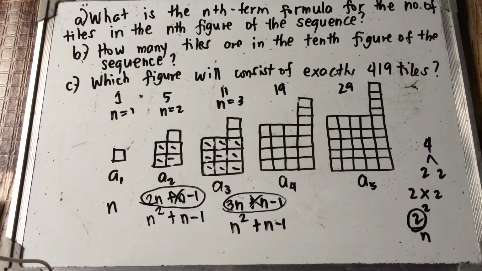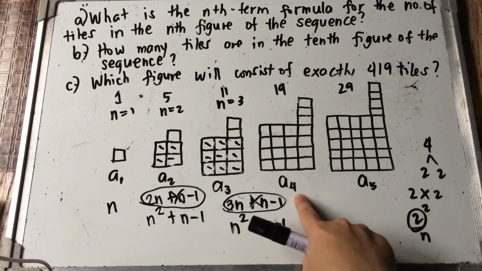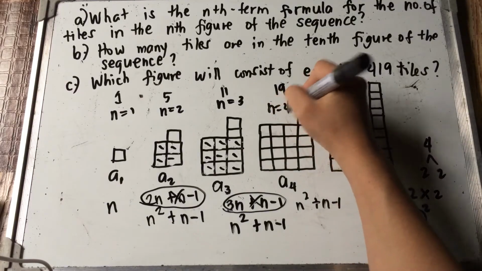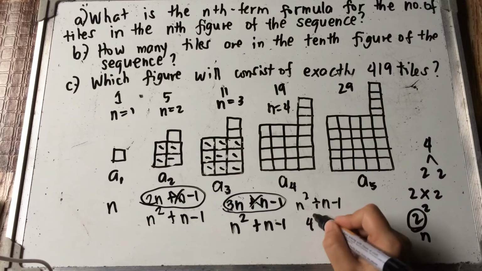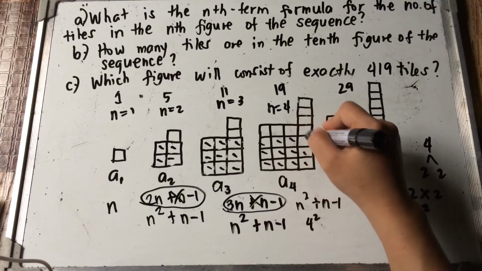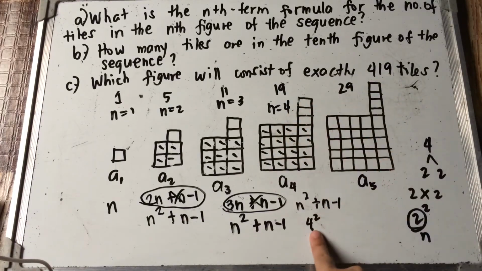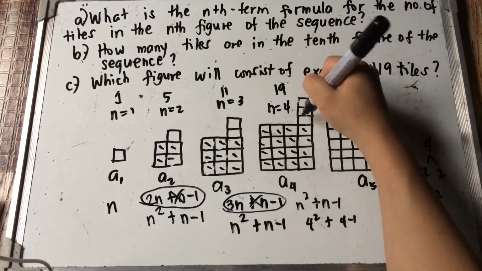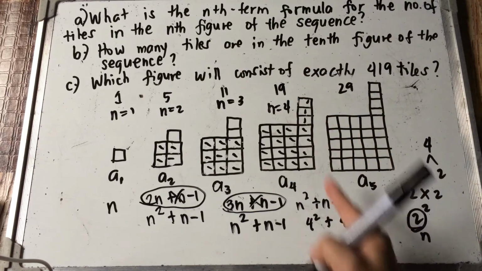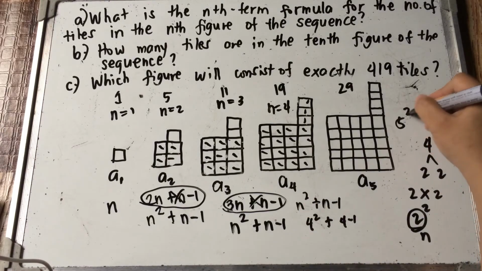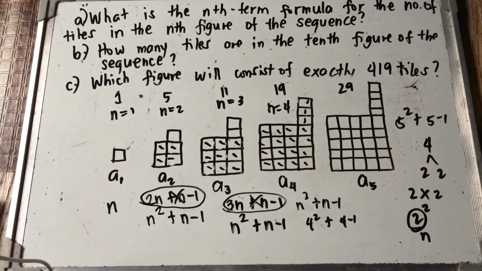Tingnan natin kung a-apply sa dalawang kasunod. So, kapag ang n ay 4, n squared plus n minus 1. So, 4 squared ay 16. So, yung 16 na yun ay ito. 1, 2, 3, 4. 1, 2, 3, 4. So, 4 by 4 naman ay 16. Plus, n minus 1. Ang n ay 4 minus 1 ay 3. So, ito yung tatlo. Ayan. So, tama naman. So, ganun din sa a sub 5. So, we have 5 squared plus 5 minus 1. So, 25 plus 4. So, we have 29.